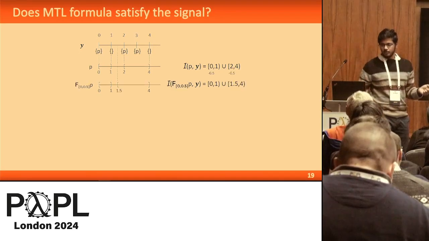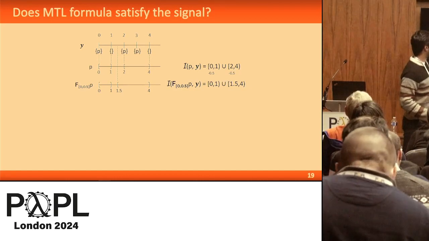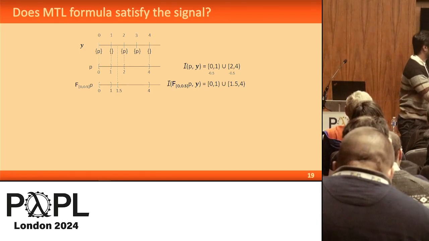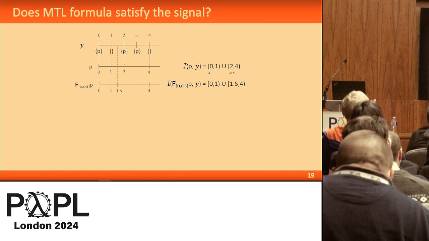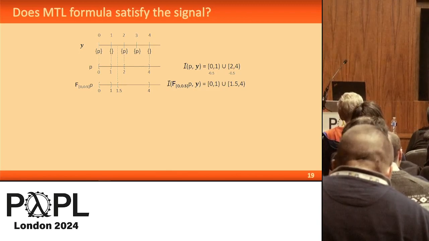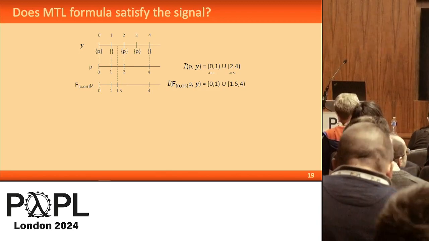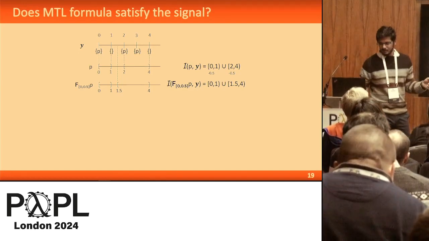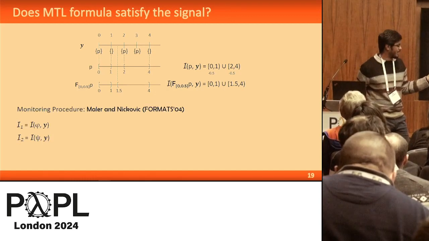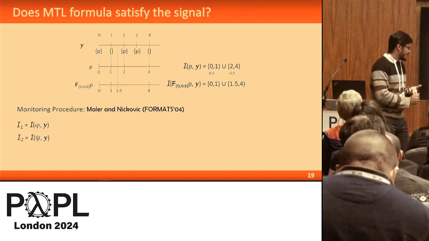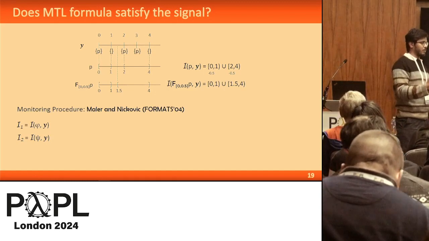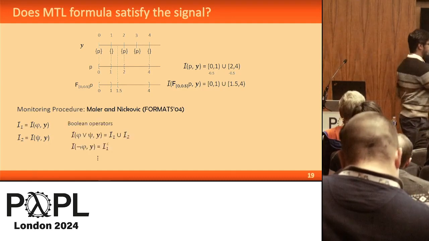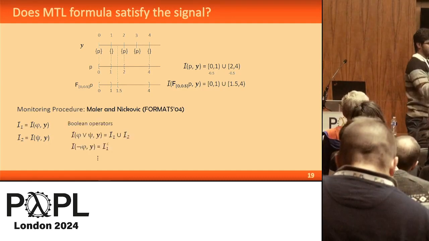Now I would like to calculate where the formula F of 0, 0.5 P holds. These are those points from which, within 0.5 time units, I can see a P. This can be calculated by subtracting 0.5 seconds from the starting time point of the interval where P holds. This is a simple calculation, but the systematic calculation was studied by Maler and Nickovic, who said that you can inductively calculate this over the structure of the formula. If you know the intervals for phi and psi, you can calculate the intervals for phi or psi by simply taking a union of the intervals.